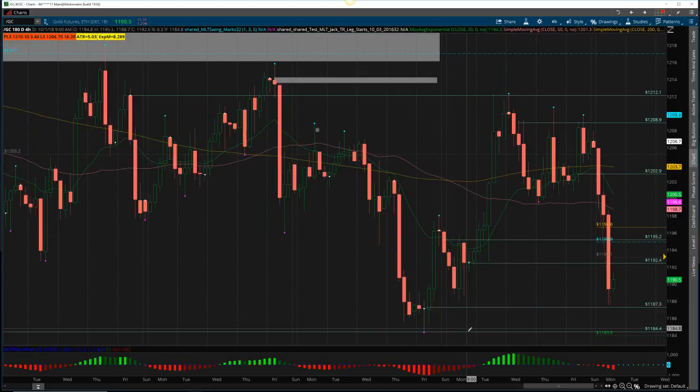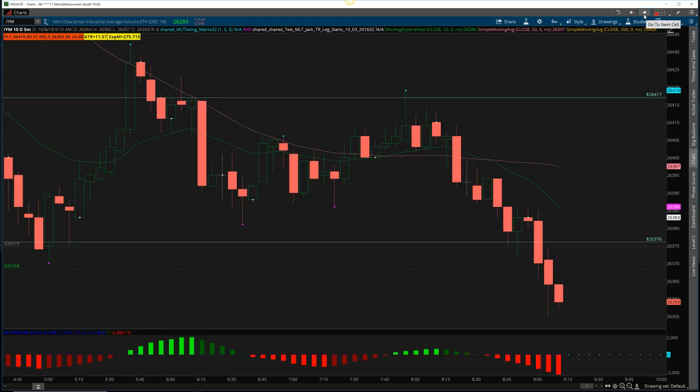Support levels below, I will watch 1184.4 and a retest of this 1187. But most interested in a continuation trend lower, looking to sell potential rallies at 1193 to 1194.9 right now.